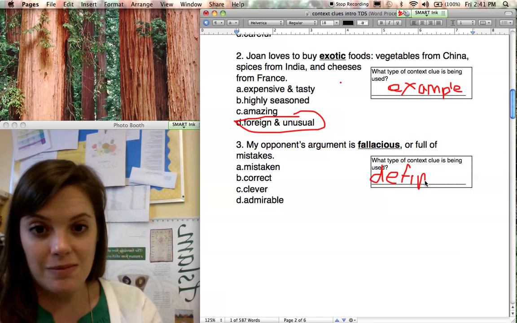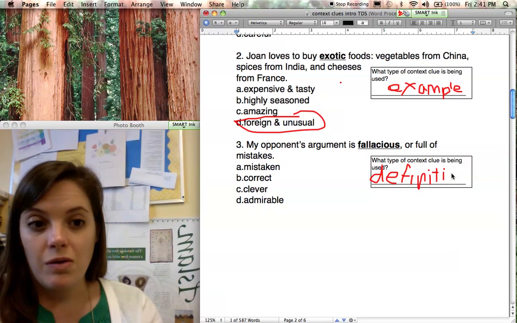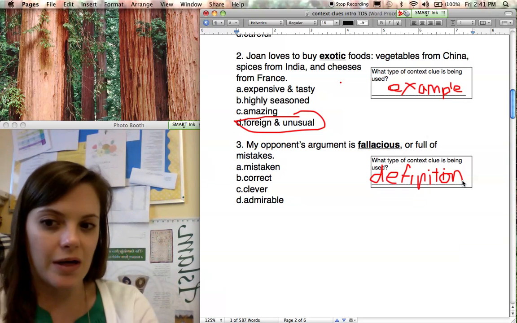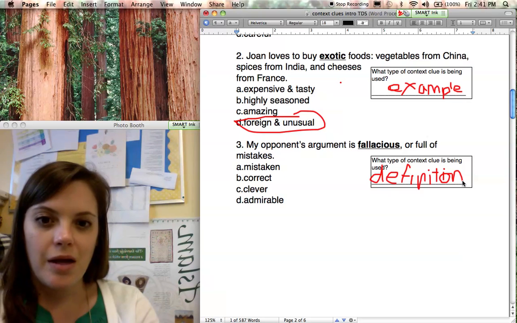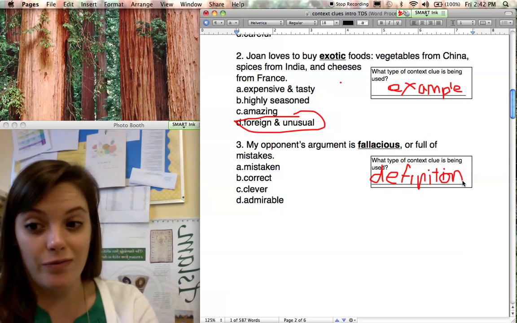Does fallacious mean mistaken, correct, clever, or admirable? Which one of those do you think it means based on the type of context clue that we have here? All right, so hopefully we said A, mistaken, because they gave us the definition: full of mistakes.